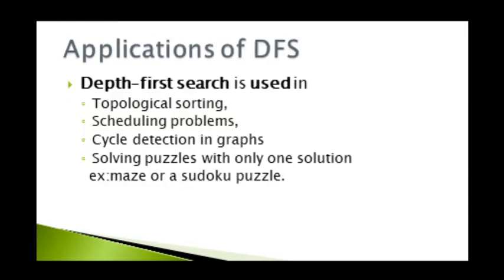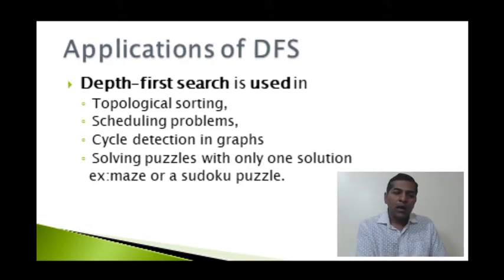There are a number of applications, and we are very much interested in understanding the applications of these algorithms. The depth first search algorithm is used for many applications such as topological sorting. Scheduling problems are also solved using this depth first search method. We have cycle detection in a graph. Sometimes we need to check whether a cycle exists in the graph or not.